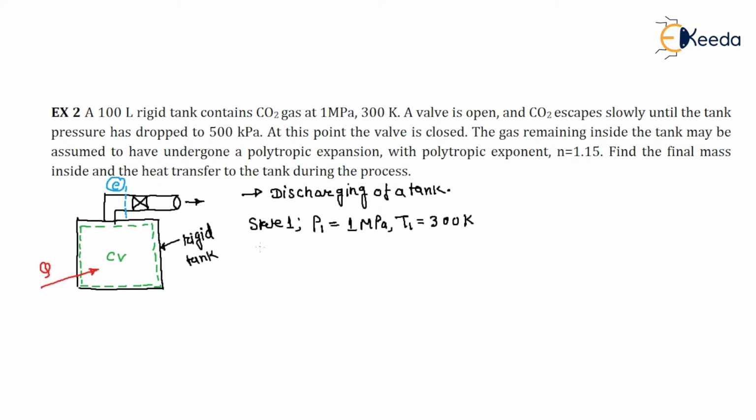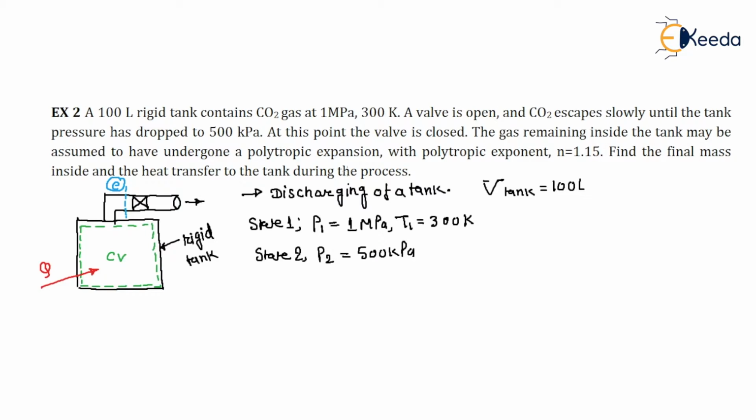And state 2, that means the final state of the system, has P2 given as 500 kilopascal, right? It is given a 100-liter rigid tank, so the volume of the tank is given. The tank contains CO2 at 1 megapascal and 300 Kelvin at state 1. A valve is opened and CO2 escapes slowly until the tank pressure drops to 500 kilopascal, so the final state of the tank is 500 kilopascal.